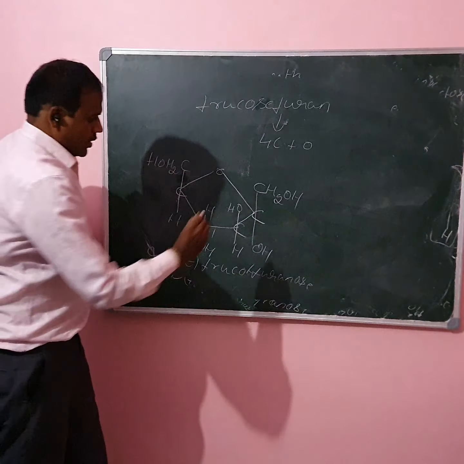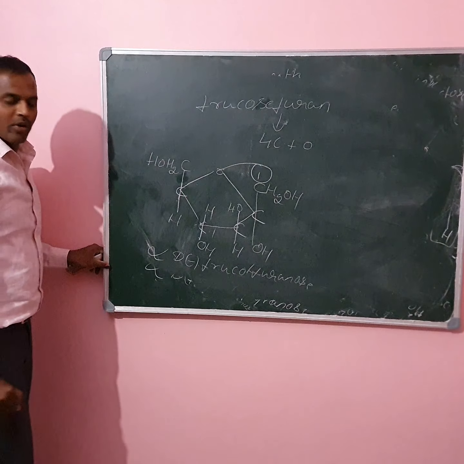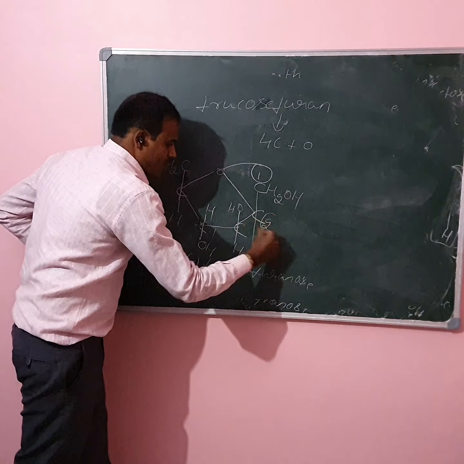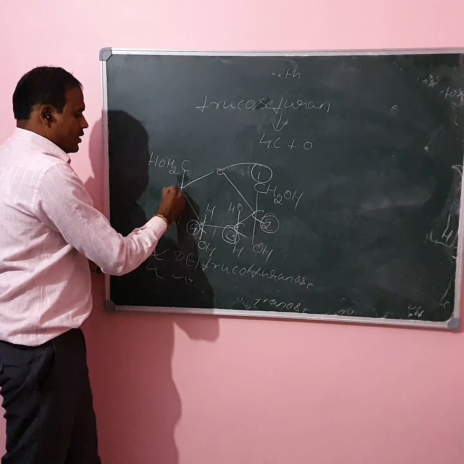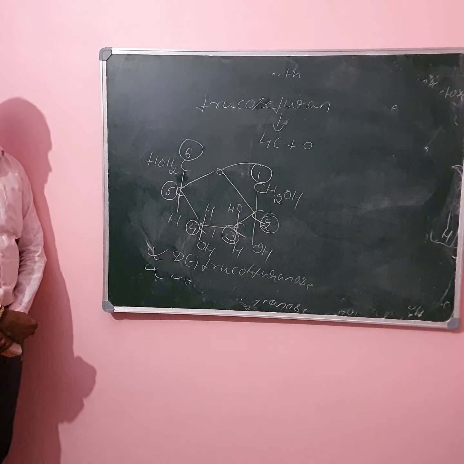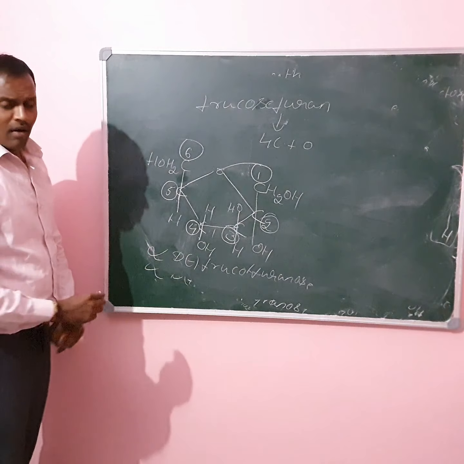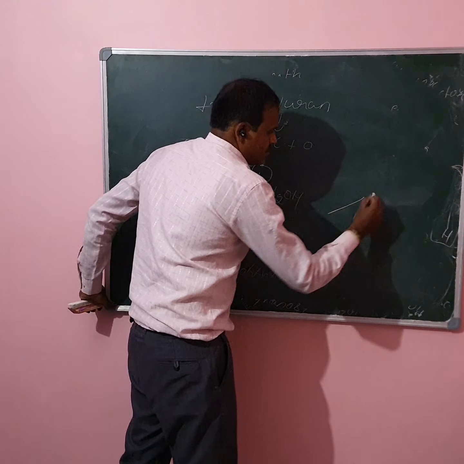Position is very important. This is the second position and third position, the fourth position, the fifth position, and the sixth position. That's all. This is what you call alpha D fructose. Next we go on with the beta.